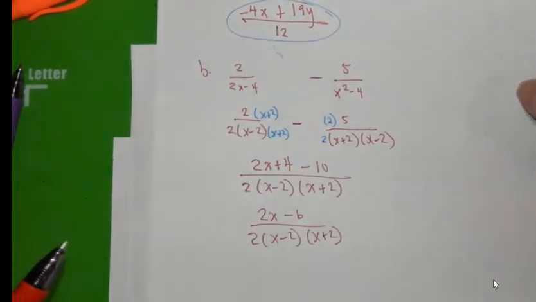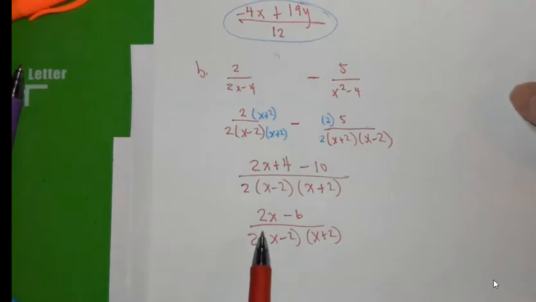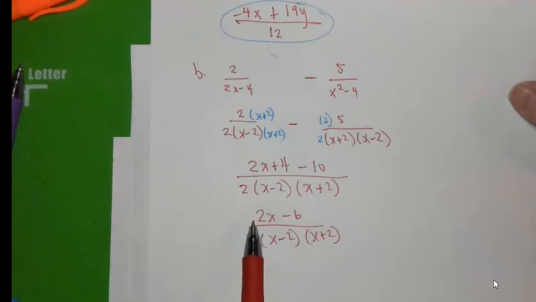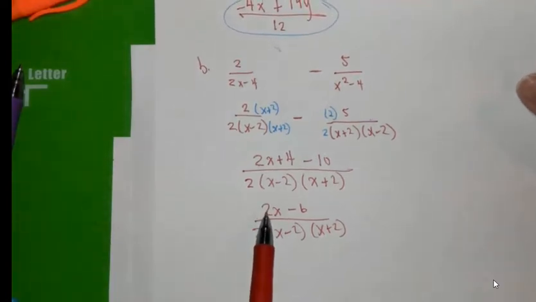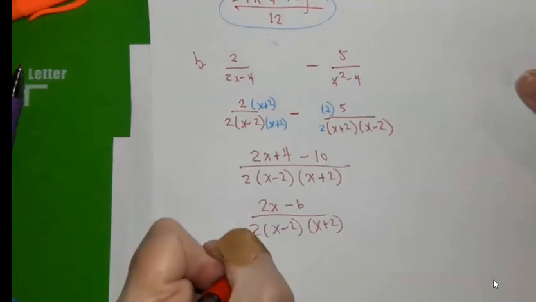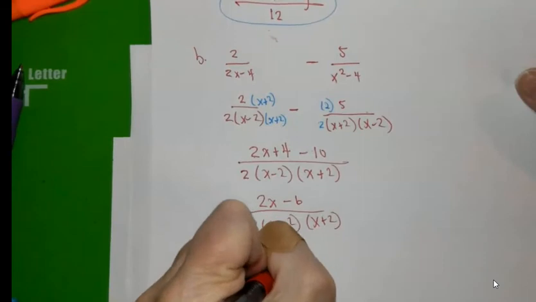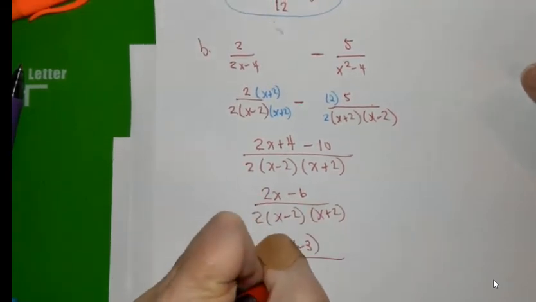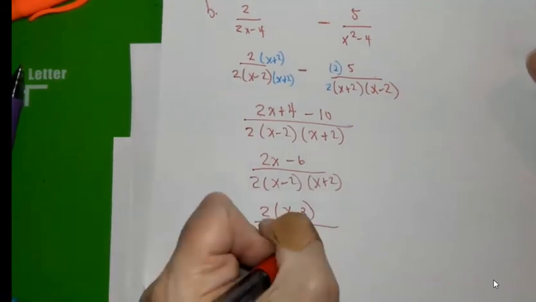And you may not have enough room to get all these problems on one page, but do what you can. I don't want y'all to take 12 pictures if you can help it. All right, let's take the 2 in the top here, and we can factor out that 2 because both of these numbers are divisible by 2. So we'll say 2 times x minus 3. And then I'm just copying this denominator over.